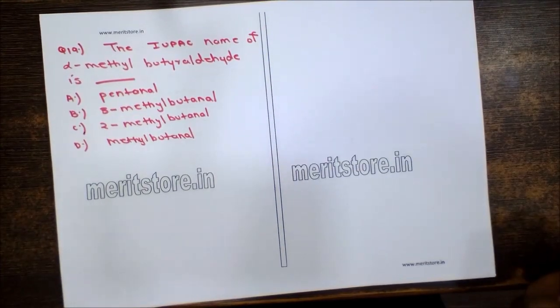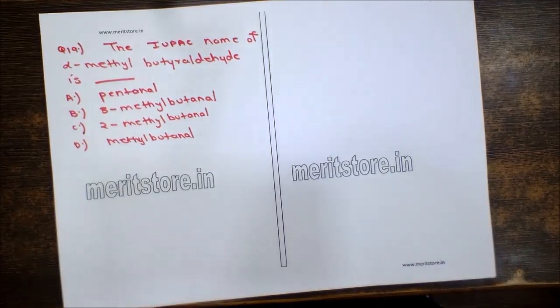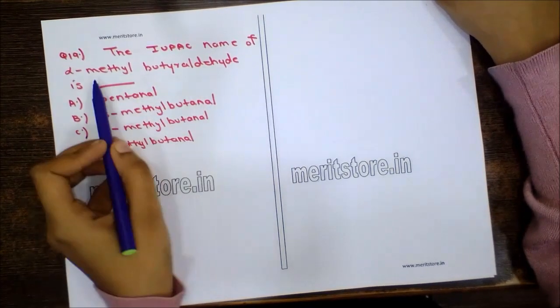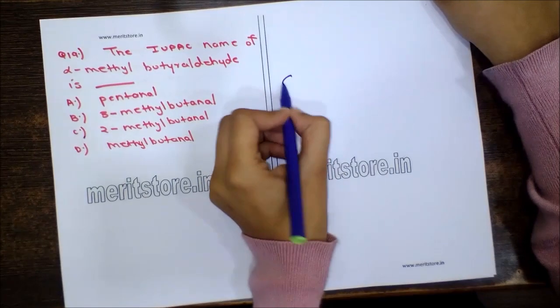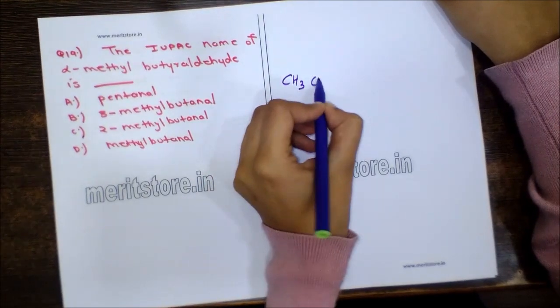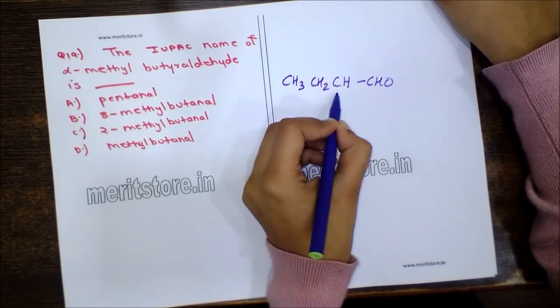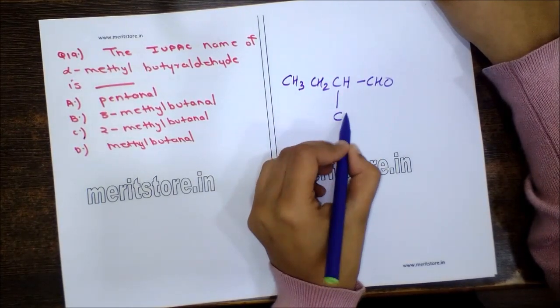Question 19. The IUPAC name of alpha methyl butraldehyde is A. pentanal, B. 3-methyl-butanal, C. 2-methyl-butanal, D. methyl-butanal. So here first we'll make what is given in the question. They have just given the name, so we'll make the structure of it. So this is CH3, CH2, CH, CHO. And this is my alpha carbon. On the alpha, I have a methyl group.